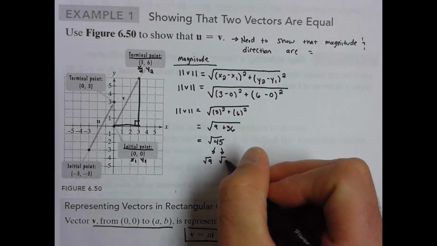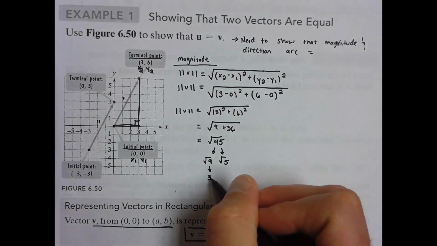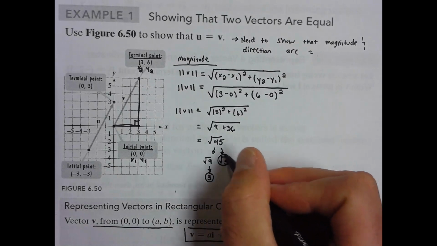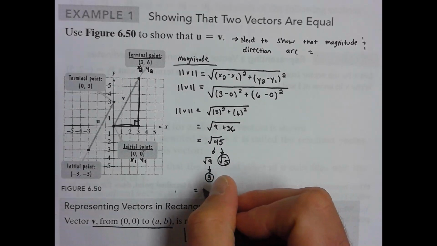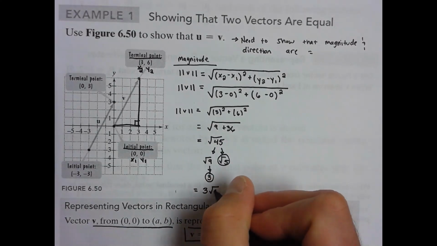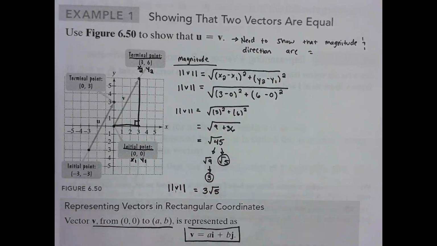So I can factor this to be root 9 and root 5, where root 9 is 3, and root 5 does not have any perfect squares to factor out. So root 45 is equal and simplified to 3 root 5. And that's what we would say the magnitude of vector v is. So I have the magnitude for v.